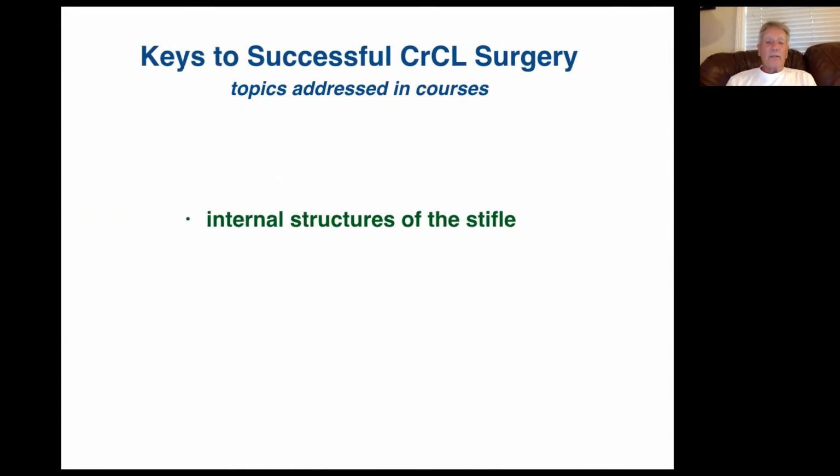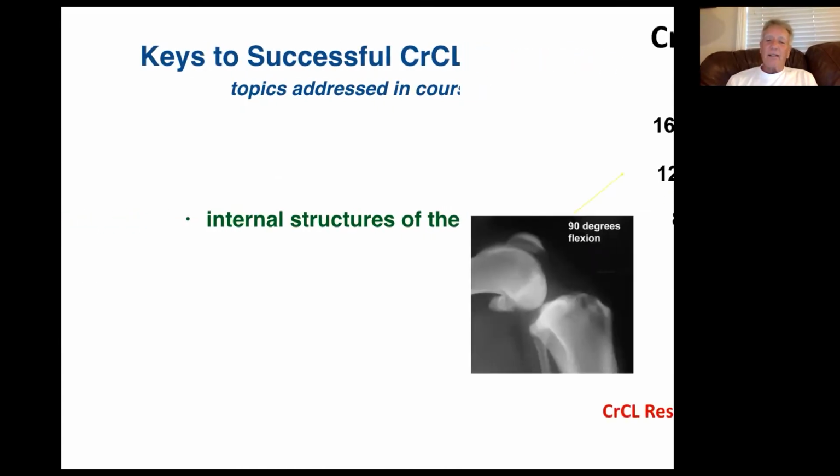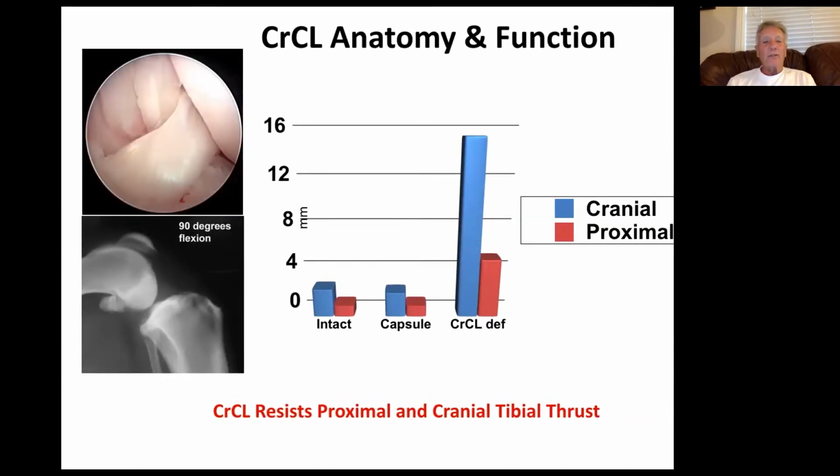So let's look at the internal structures of the knee, and this is probably kind of redundant to you, but the cranial cruciate ligament, as you can see there, originates from the inside of the lateral femoral condyle, spirals down and inserts on to the tibial plateau. Classically, there's two bands that have been identified, the cranial medial band and the caudal lateral band, named for their insertion on the tibial plateau. The cranial medial band is taut in flexion and extension. It carries most of the load.